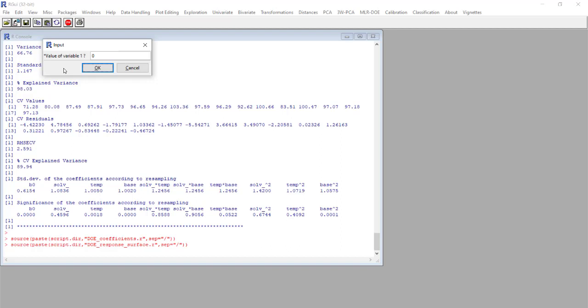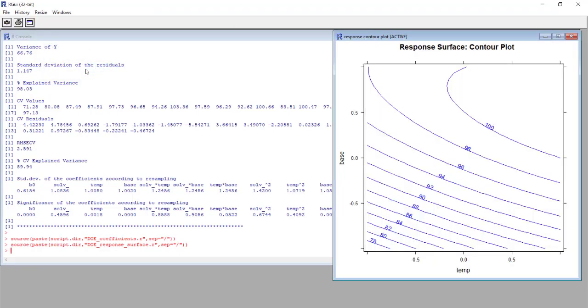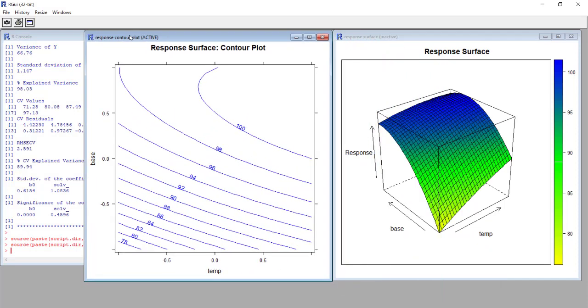Okay, and now we have to select what is the value of the variable number 1 that must be kept constant. We leave 0, that is the center point. Okay, in this case we obtain two plots. That one is an iso response plot, and so we have here in function of temperature ranging from -1 to +1, and the base, the other variable that we selected, from -1 to +1, the response, that is the conversion, keeping the first variable at level 0. In this other plot we have the response surface, so in three dimensions the trend of the conversion in function of these two variables.